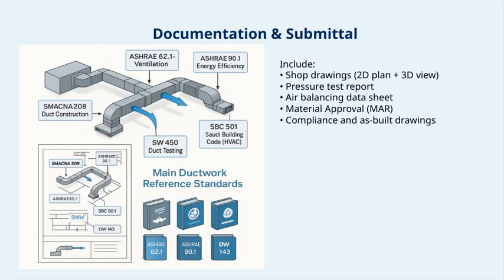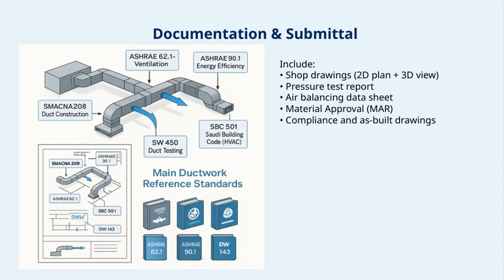Let's now talk about documentation and submittal, which are crucial steps in ensuring everything is properly documented and approved. First, we need to include shop drawings, which consist of both 2D plans and 3D views. These drawings give a clear visual of the installation and help us visualize the project more comprehensively. Next, the pressure test report is essential to verify that the system is sealed and functioning correctly under pressure. We also need the air balancing data sheet, which confirms that the airflow has been properly balanced for optimal performance.